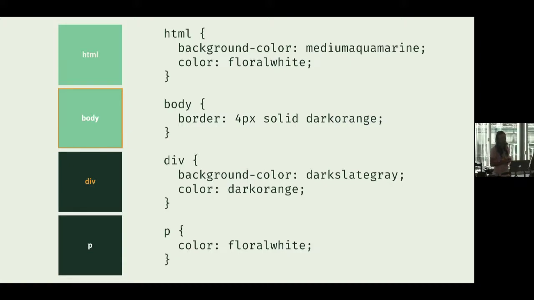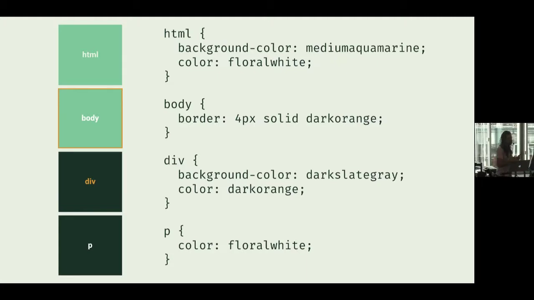In this case, I've given the body a border. Later on, within the body, there's a div element. That div element, I decide to overwrite both the background color and the foreground color, and we can see how that would be applied. The div has a different color there.